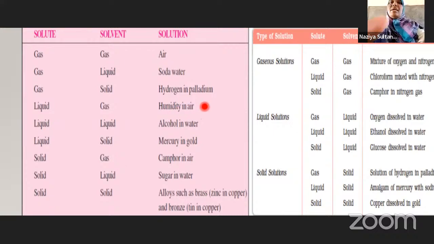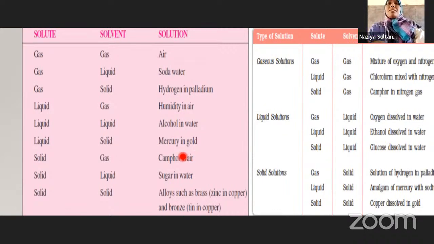We know that in transition elements, their interstitial spaces can accommodate hydrogen. They can give place for hydrogen, so hydrogen would occupy their interstitial spaces. Okay, such kind of hydrogen is called occluded hydrogen. So hydrogen in palladium is an example of gas in solid. Okay, next is liquid present in a gas, nothing but water vapor, humidity in air. Next, liquid in liquid, that is alcohol in water. Liquid in solid, mercury in gold. We know that mercury is a liquid metal, right? Mercury in gold, whenever we see that, we call it an amalgam.